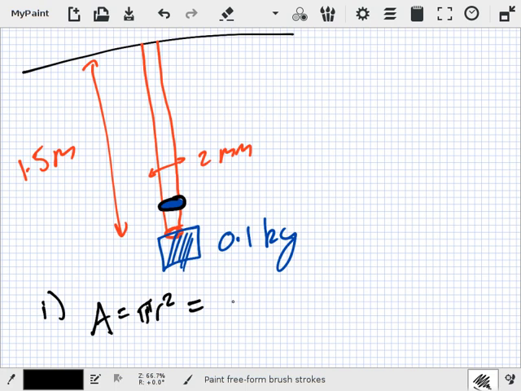Okay, you should have gotten something like 3.14 times 10 to the minus 6 meters squared. Is that okay? You're not looking too happy with this. Are you sure? Okay. Part 2.